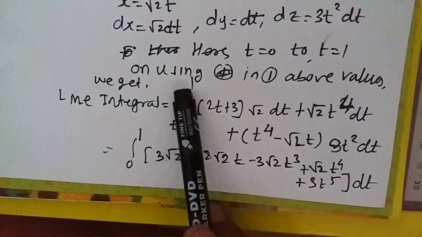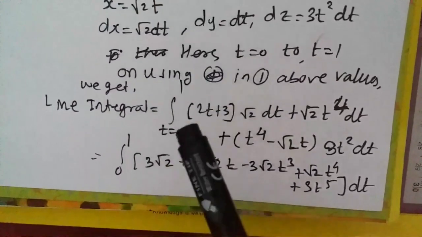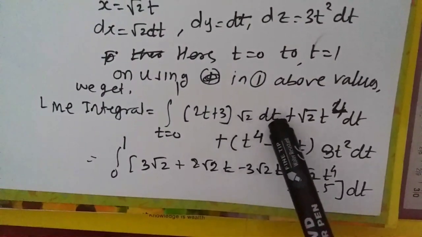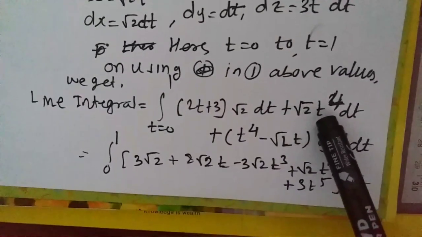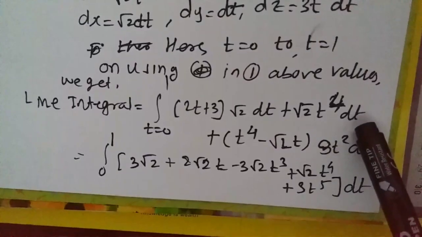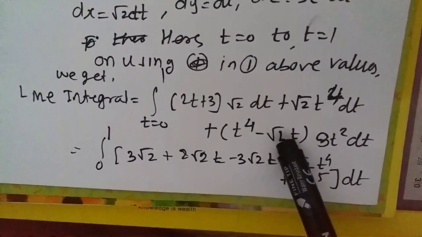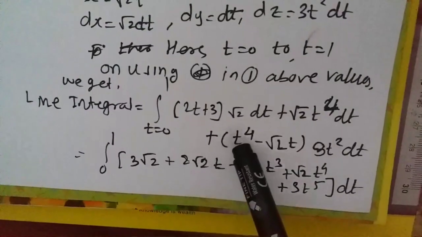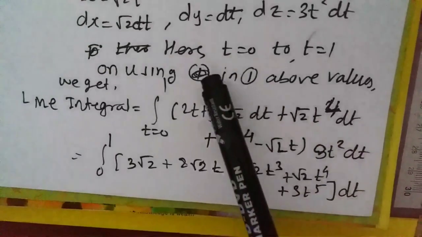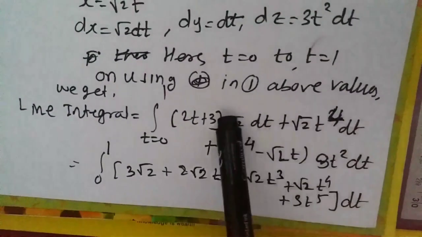the limit is from t equal to 0 to 1. 2t plus 3 is the value of 2y plus 3, so 2y plus 3 will become 2t plus 3 into root 2 dt. This is the value of dx. Plus root 2 t raised to 4 will be the value of xz, and into dt is the value of dy. Plus the third term is yz minus x, which will be equal to t raised to 4 minus root 2t into 3t square dt, which is the value of dz.